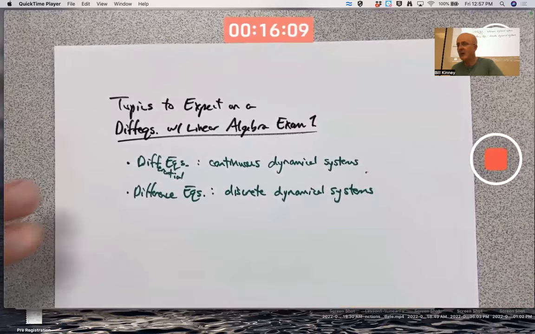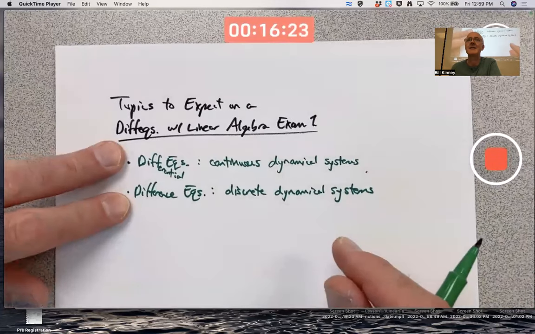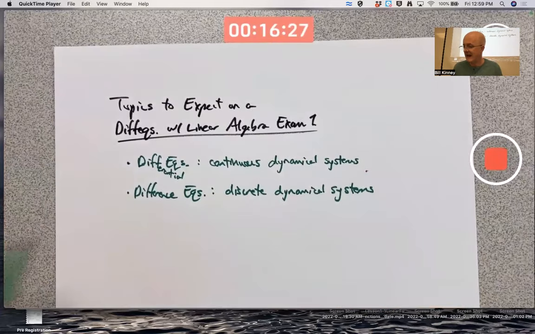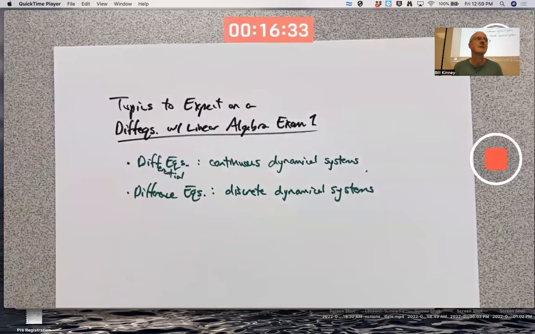Why do we talk about both in this course? I mean, the course is called Differential Equations and Linear Algebra. It's not called Differential Equations and Difference Equations. It's not called Dynamical Systems, though you could call it that, I think. The reason is because these two things are tied together. And in the linear algebra part of this course, there are very natural ways of talking about difference equations and tying them to differential equations.